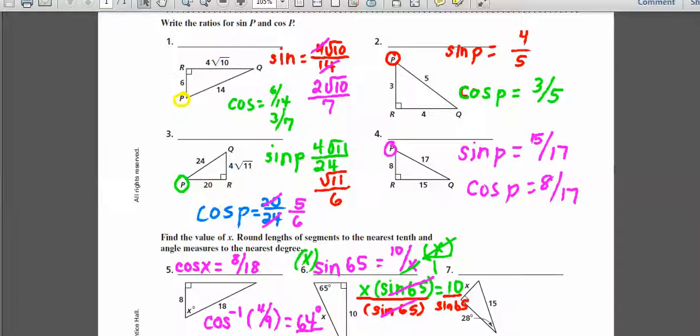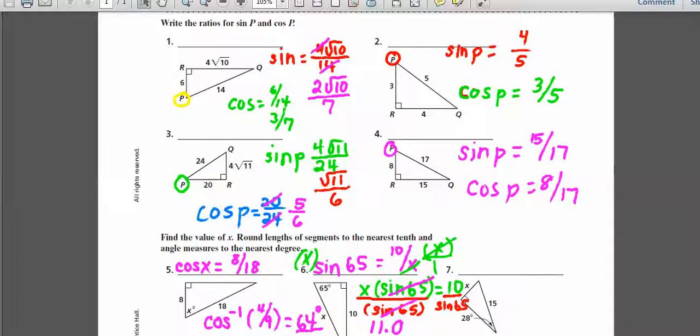Just got to type that in the calculator. And when you do, you'll get the length is 11.03. I'm supposed to round to the nearest tenth, so that's going to be 11.0. Since I'm supposed to round to the nearest tenth, even though my tenth decimal place is a 0, I've got to put it in. Okay, number 7, I am looking for this little side right here.